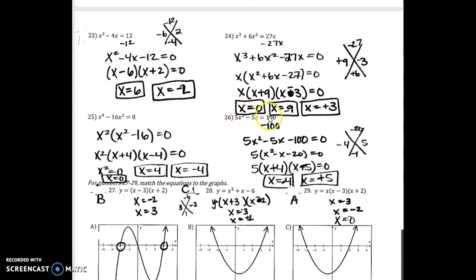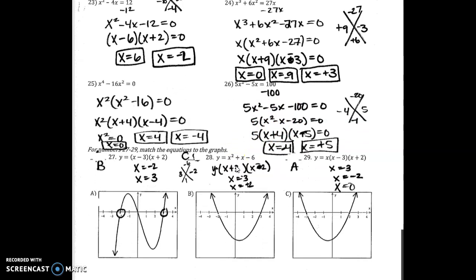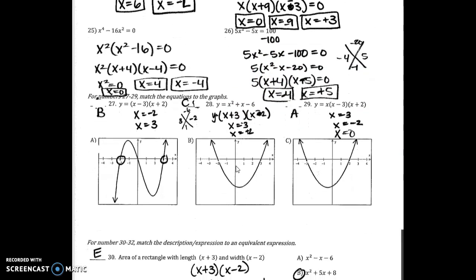26, no, you can't have equals 100. Subtract that over. And then you're like, oh no, big numbers. That's okay. GCF, GCF. Factor that 5 out. Factor the trinomial that's left, set them equal to 0, and solve. All right, 27, 28, and 29.